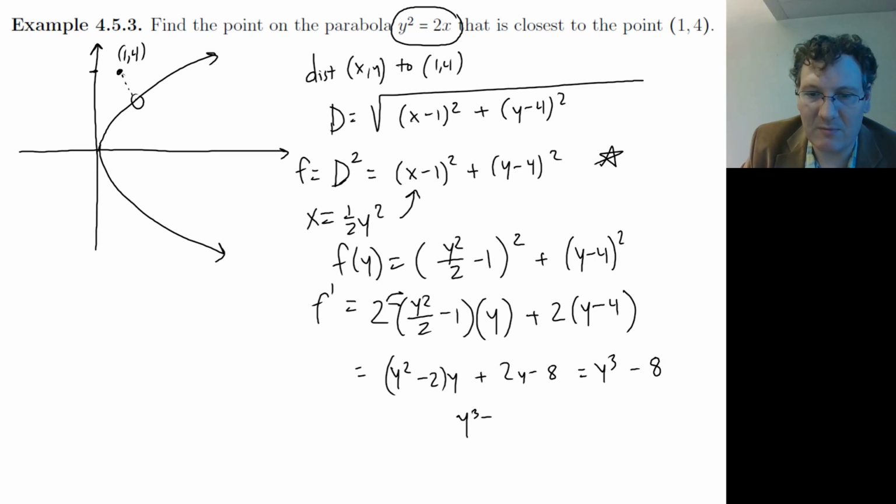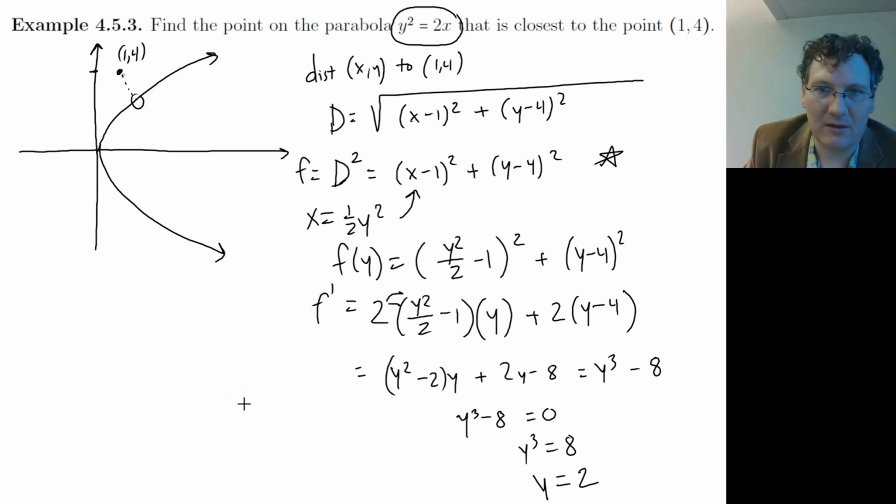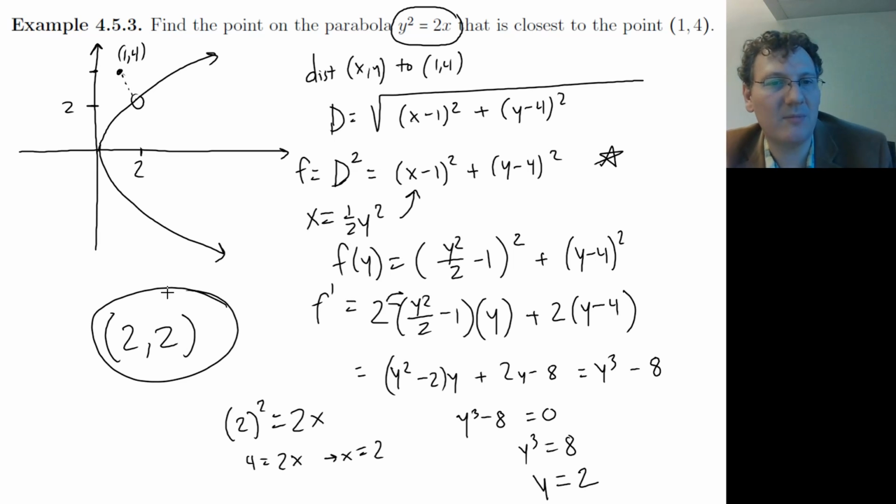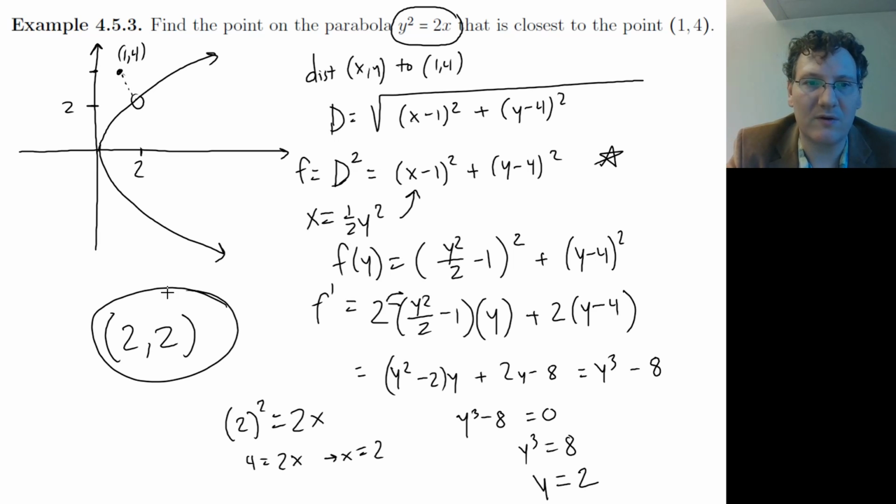So if I set y to the third minus 8 equal to 0, y to the third equals 8 has one and only one solution. y is equal to 2. And when y is 2, x is going to be what? That's going to be 4 equals 2x. That means x is going to be 2. So it wasn't too far off from what I kind of imagined it was going to be. The closest point is the point 2, 2. That's the point on the parabola that's closest to the coordinate 1, 4.